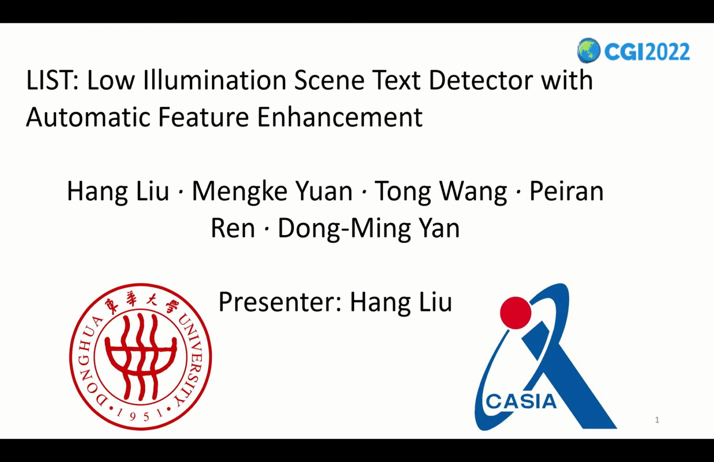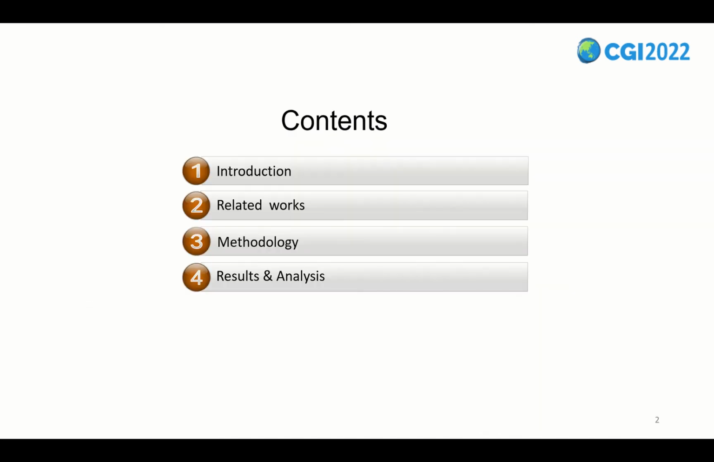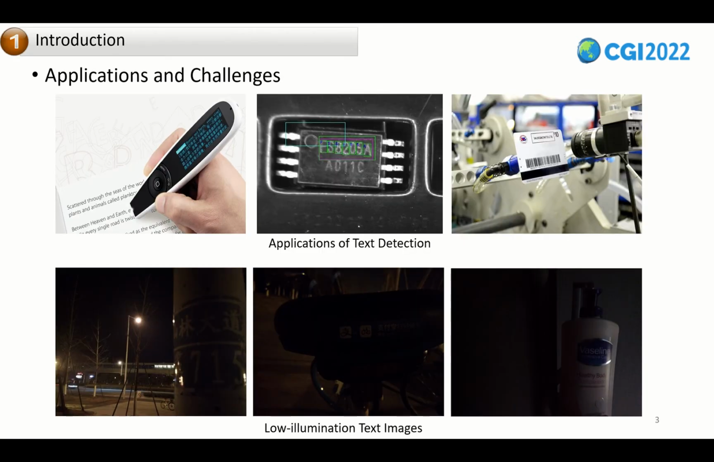Hello everyone, welcome to my presentation on the paper LIST: Low Illumination Scene Text Detector with Automatic Feature Enhancement. Today I would like to talk to you on the topic of text detection under low illumination, and I'm the presenter, Johan. As you can see, my presentation is divided into the following four parts: Introduction, Related Works, Methodology, Results and Analysis.